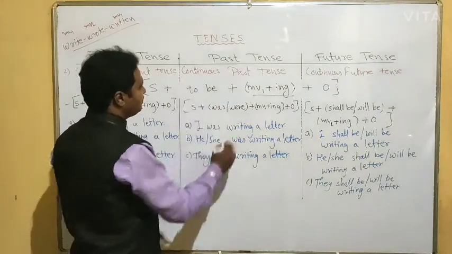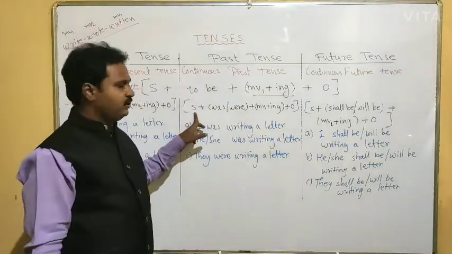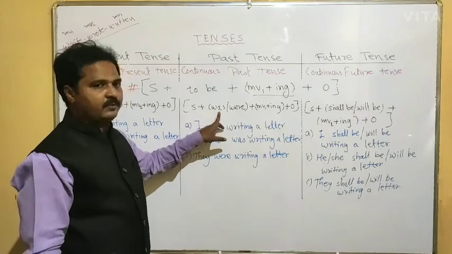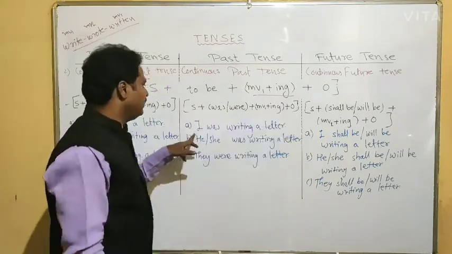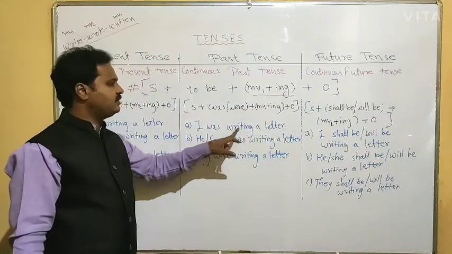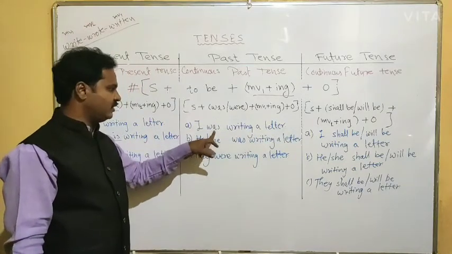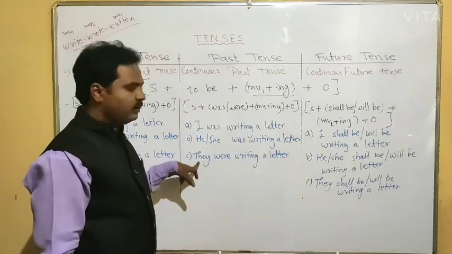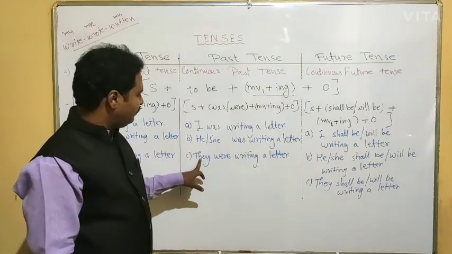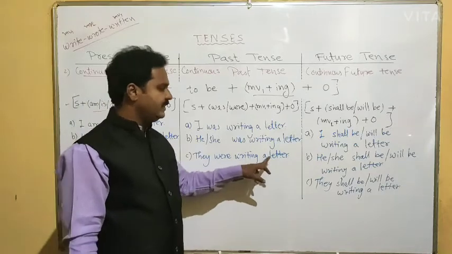Second one, continuous past tense. Same rule is here. Subject plus to be form, that is was, were in past tense, MV1 plus ing plus O. Examples are I was writing a letter, because it is past tense, was is there. He or she was writing a letter, and this is a plural one. That's why we use here they were writing a letter.